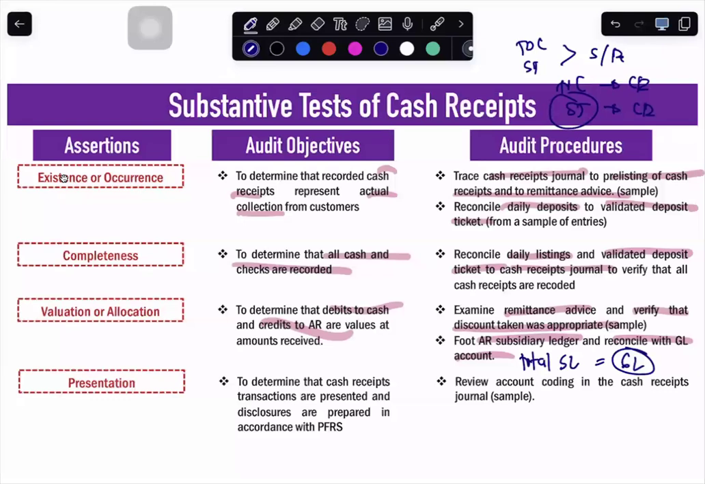Next, presentation. To determine that cash receipts transactions are presented and disclosed in accordance with PFRS. So what are your audit procedures? We review account coding in the cash receipts journal. And how do we review the account coding in the cash receipts journal? Then you look into the different transactions in your cash receipts journal and see whether they are properly presented or properly placed in the SL and to your GL.